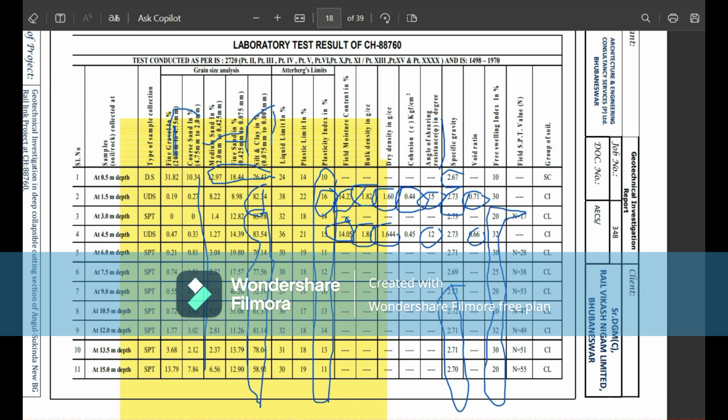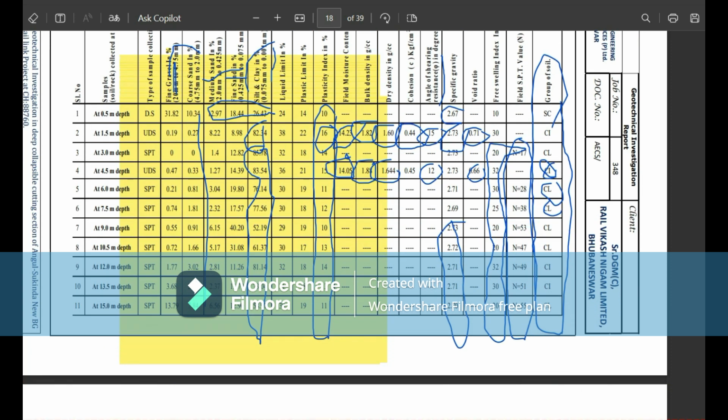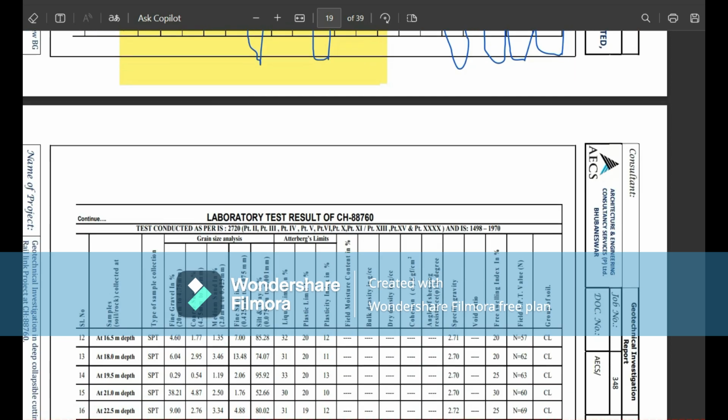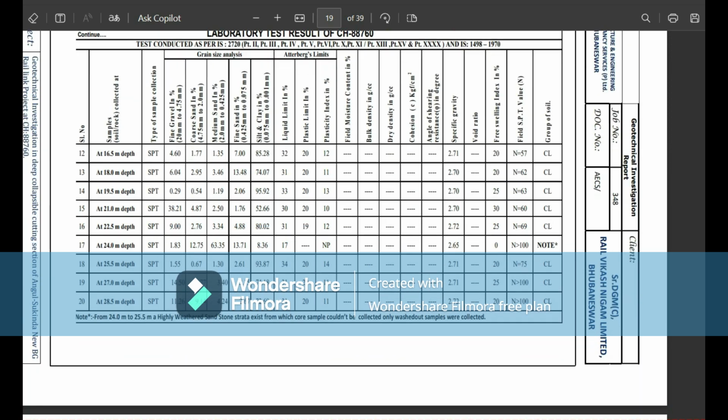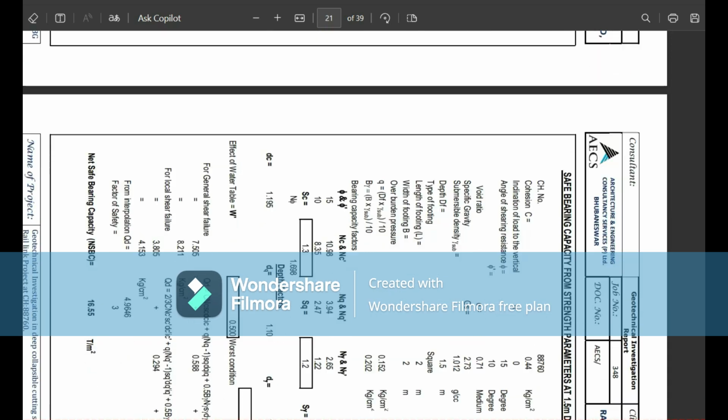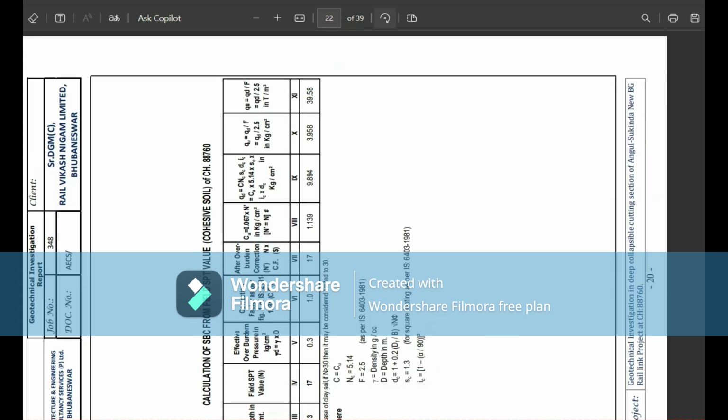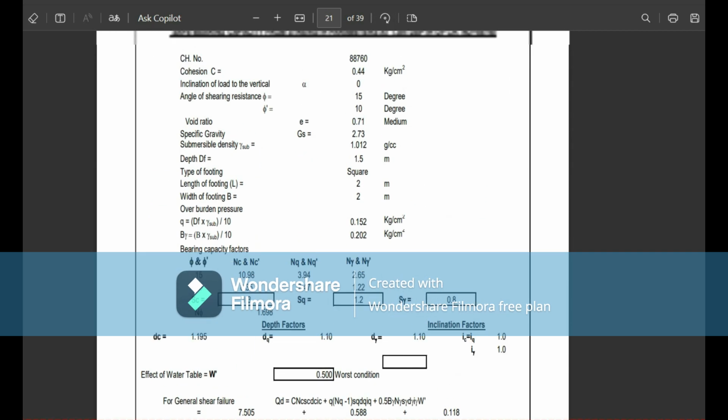Here the field SPT value is also provided, the SPT result is summarized, along with the classification of the soil: clay soil, low compressibility, medium compressibility, CL, medium compressibility, CI. They also have sandy clay. So we can see how the classification of the soil is done through that code, and also how they calculate it.